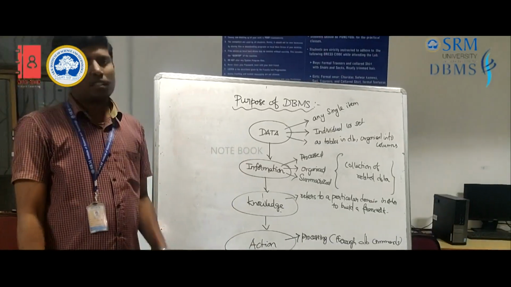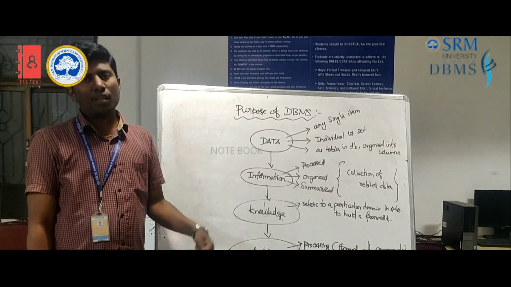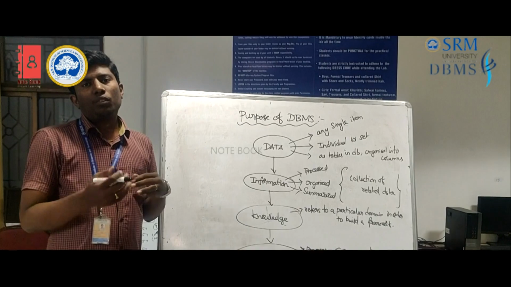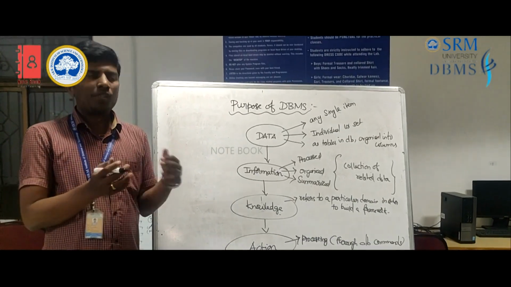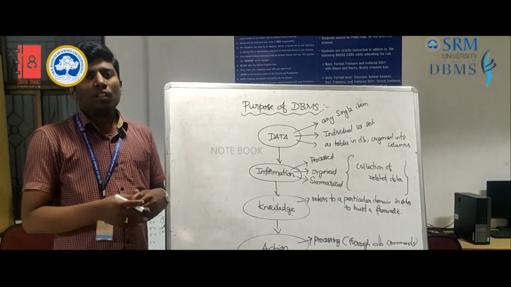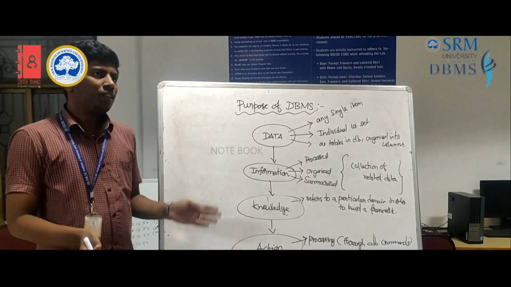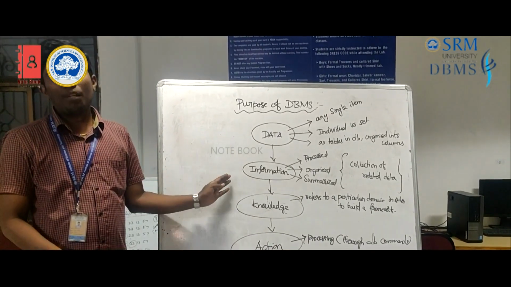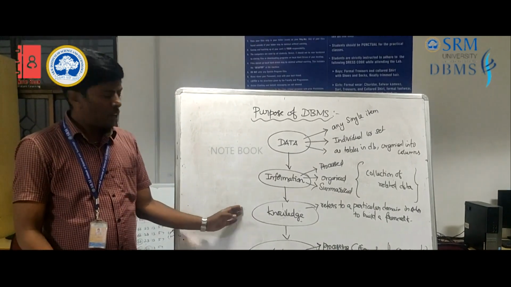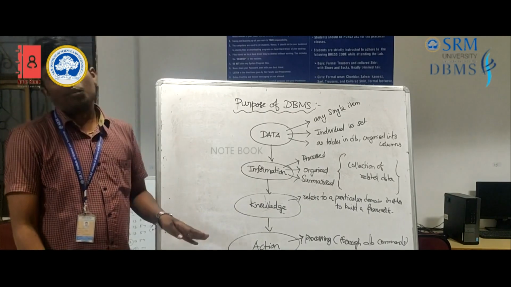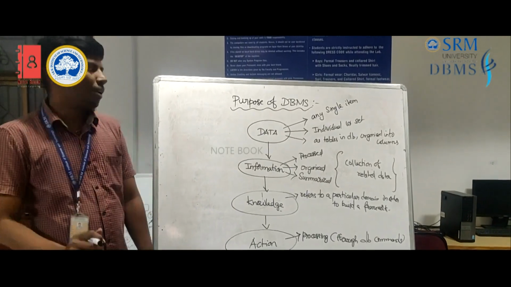Let us discuss the purpose of DBMS, the Database Management System. The purpose is how the transformation takes place, which we have discussed in the previous topic. Transformation means moving from one form to another. Here the transformation is from data to information, information to knowledge, and knowledge into action. How this transformation takes place is actually the purpose of DBMS.